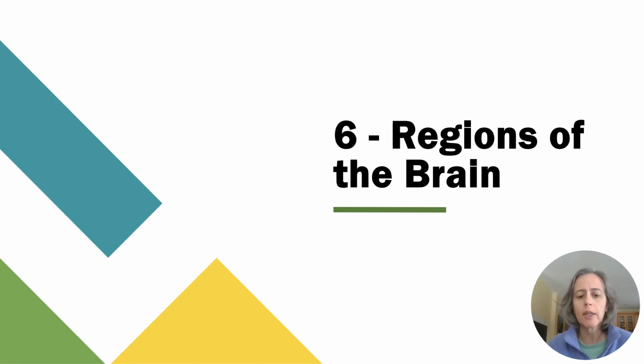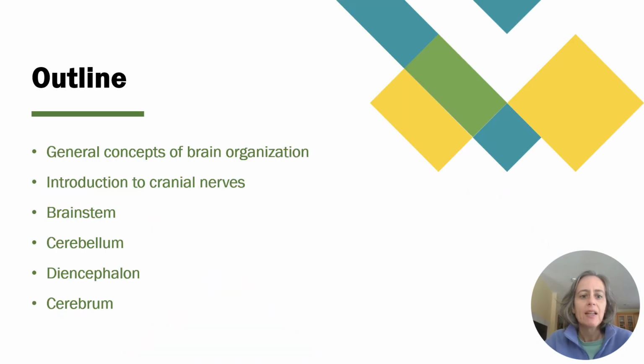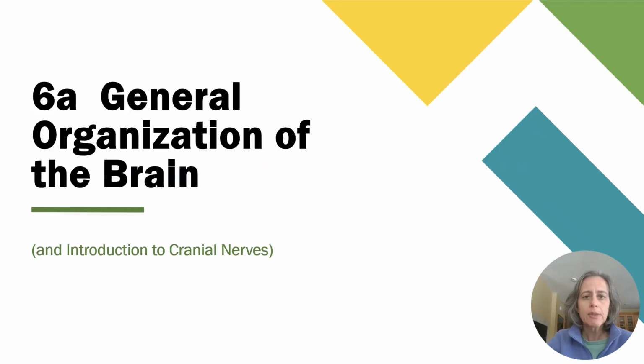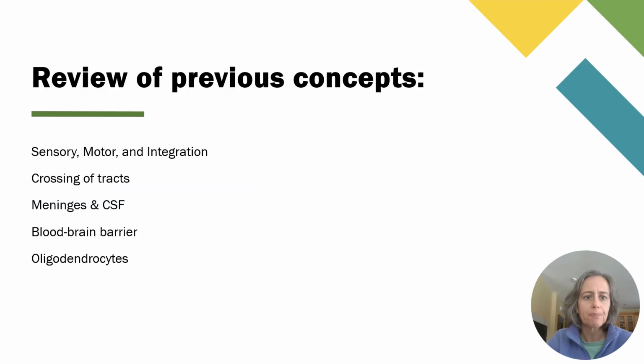So this is your general orientation, and a lot of this hopefully should be review from when you took anatomy and physiology or human biology. So our outline is a few general concepts of how the brain is organized, a brief introduction to cranial nerves because we're going to see those in lab and I want you to have a little bit of orientation to them. And then we're going to talk about the main brain regions, the brainstem, the cerebellum, the diencephalon, and the cerebrum, and some of their subparts. So in 6A, we're going to do general organization and a brief introduction to cranial nerves.